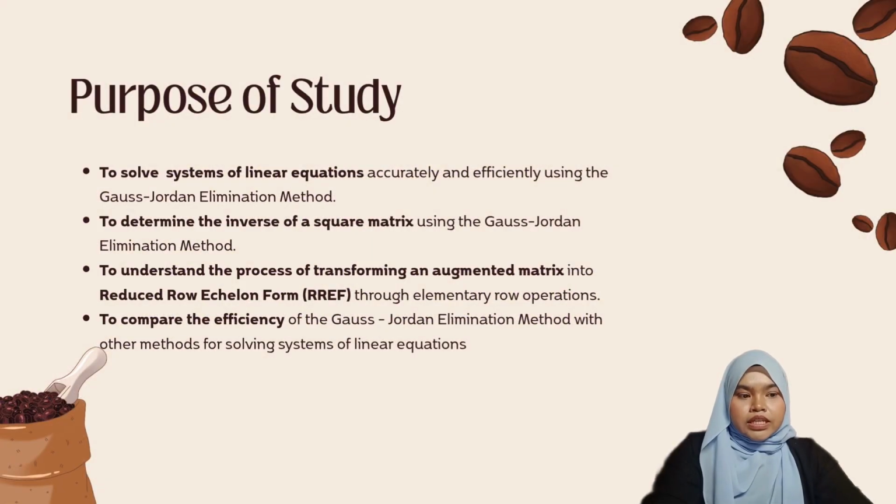Next is the purpose of study. First, to solve systems of linear equations accurately and efficiently using the Gauss-Jordan Elimination Method. Second, to determine the inverse of a square matrix using the Gauss-Jordan Elimination Method. Thirdly, to understand the process of transforming an augmented matrix into reduced row echelon form (RREF) through elementary row operations. Lastly, to compare the efficiency of the Gauss-Jordan Elimination Method with other methods for solving systems of linear equations.